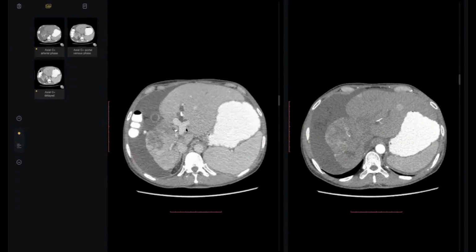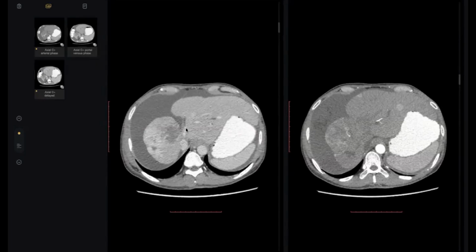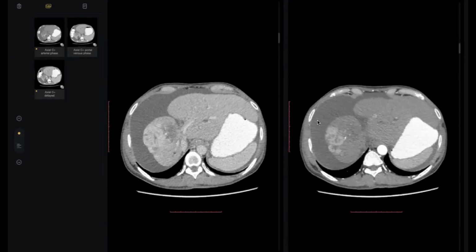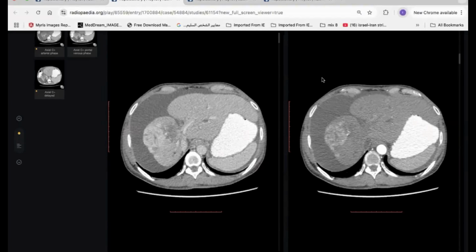Please have a look at what happened in the delayed phase. In the delayed phase, there is increased enhancement in the lesion in the dome of the liver. Is it peripheral or central? It's increased central enhancement with a central scar. What's your diagnosis for this lesion? This is in keeping with the features of cholangiocarcinoma, increased enhancement in the delay.